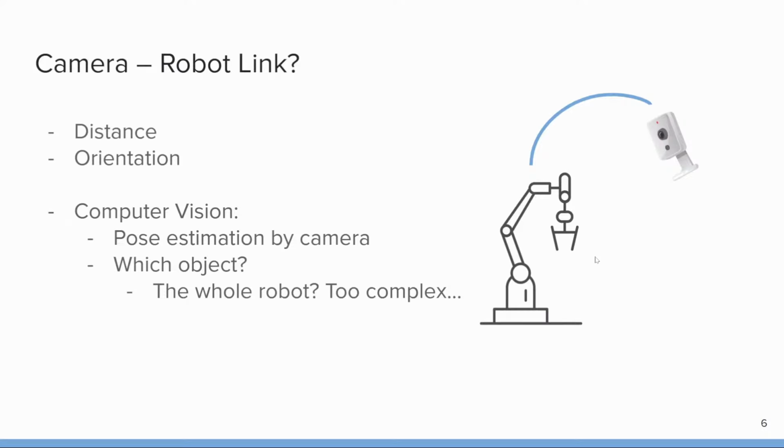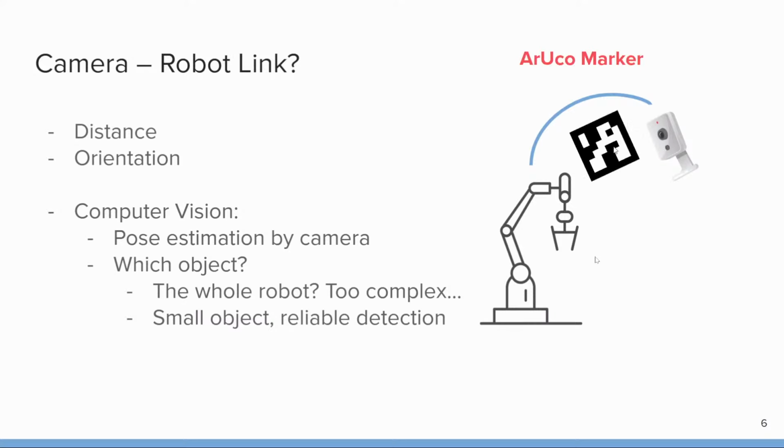If I try to localize the whole robot and estimate its pose, it's going to be a bit too complex since we have the whole robot and it won't really fit inside the frame of the camera. So in that case, we will need something smaller with a reliable detection. And that's where the Aruco marker comes in.